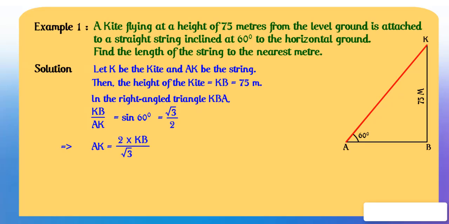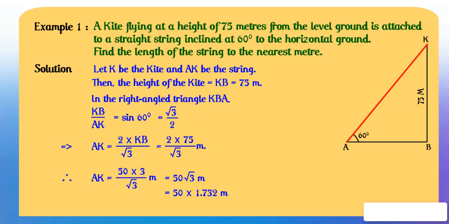This implies AK is equal to 2 into KB by root 3 is equal to 2 into 75 by root 3 meters. Therefore, AK is equal to 50 into 3 by root 3 meters is equal to 50 root 3 meters, which is equal to 50 into 1.73 meters is equal to 86.6 meters is equal to 87 meters approximately.